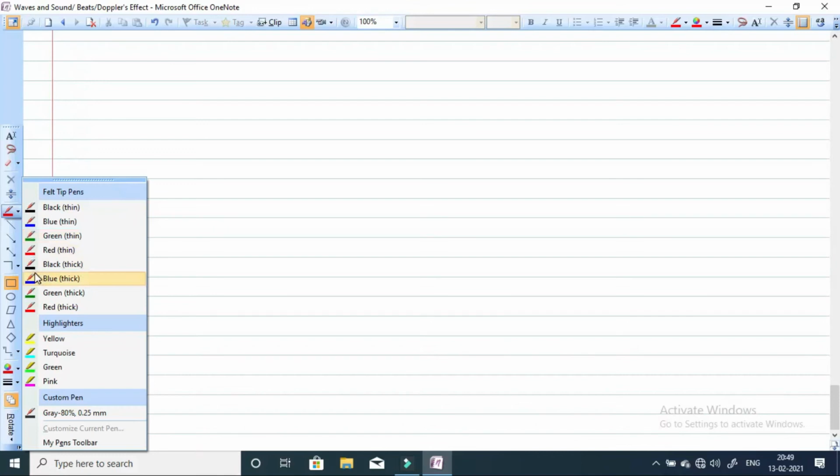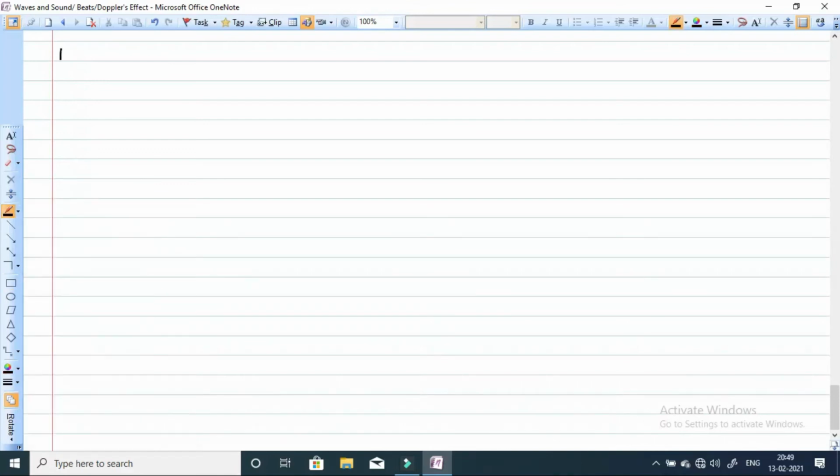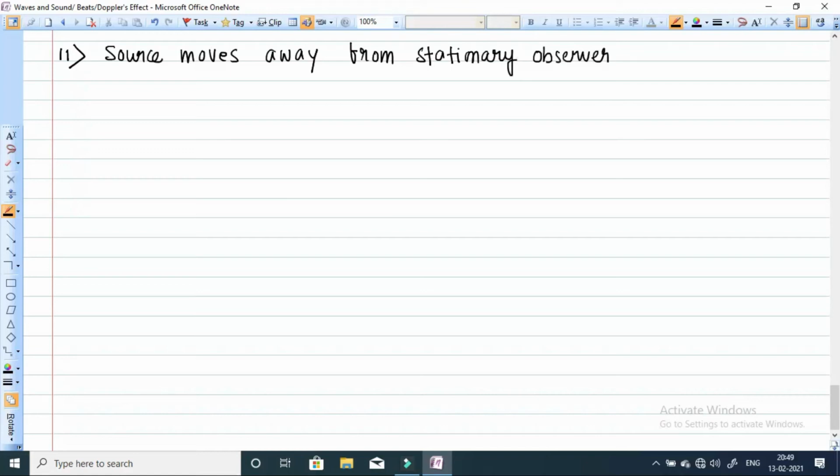Now the second case we are going to see here. Case number 2, then we will generalize this. The source moves, meaning the source of sound or source of wave is moving. Source moves away from a stationary observer. The observer is still stationary, but now in this case the source is moving away.